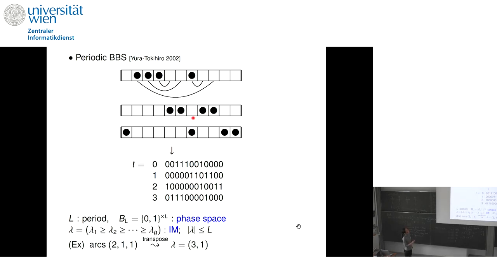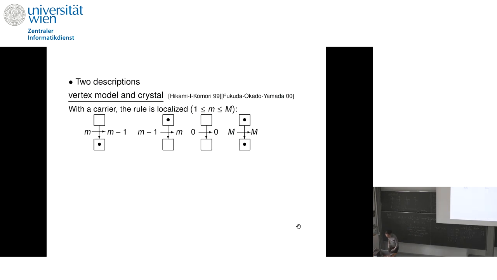So in this case, we have two smaller arcs and one second smaller arc and the one biggest arc in the same way. So this is a periodic box-ball system. And to show many things like solitonic behavior or existence of integrals of motion, we need some sophisticated description of this system, not only the naive evolution rule. So there are two descriptions.